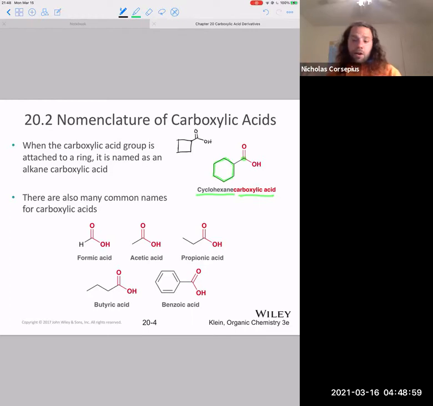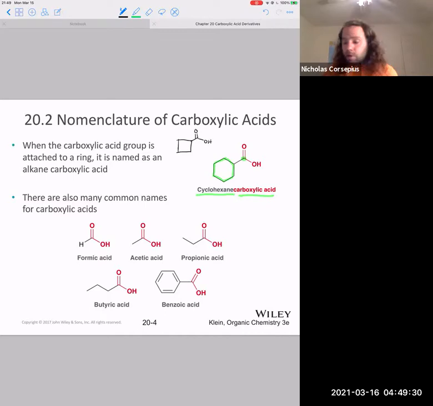There are also a lot of common names for carboxylic acids. Carboxylic acids are incredibly important in organic chemistry and biochemistry. So they have a lot of common names. I'm going to leave these in this slide because Wiley is going to want you to know them. I'm not going to make you guys memorize them. I'm going to focus way more on the IUPAC naming scheme and making sure that you know how to generate the name of any miscellaneous compound you're given. I'm not big on memorizing common names.